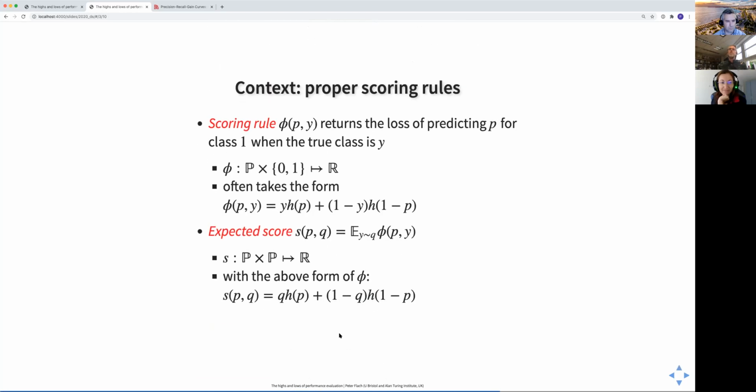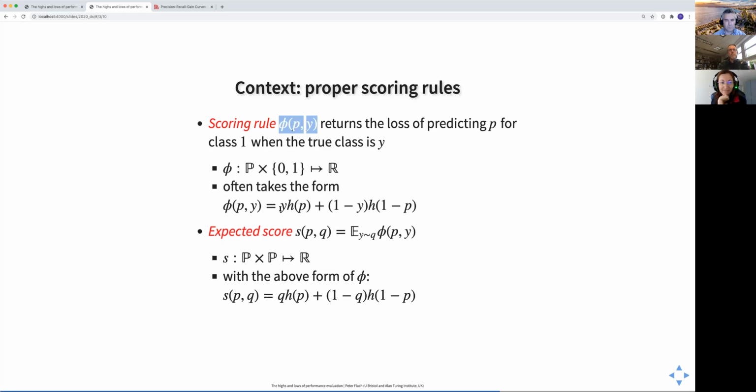It is built on the idea of a proper scoring rule, which some people know about. Many people in machine learning don't know about this, and they should know about it. It goes back to this discussion of log loss and squared loss. So there's a bit of maths here, but it's really very straightforward. We have a scoring rule which returns the loss of predicting P for a particular class when the true class is Y. So Y can be 0 or 1, and for class 1 I predict P, and for class 0 I predict 1 minus P.